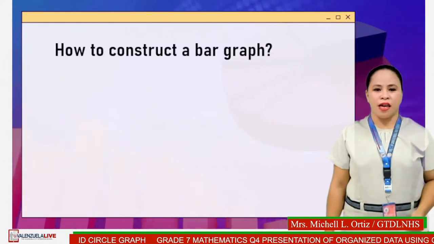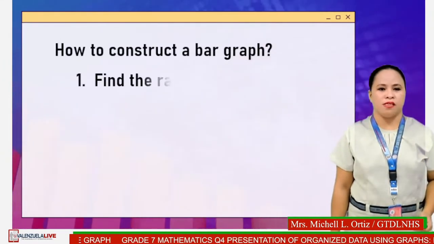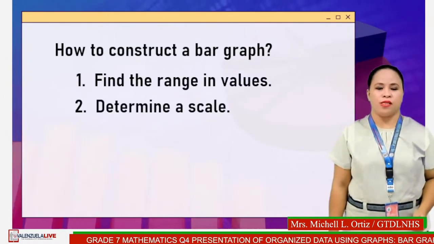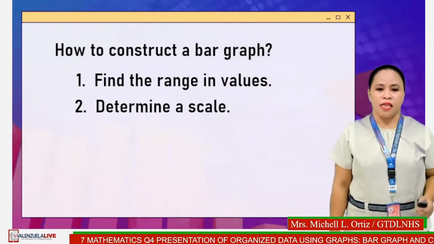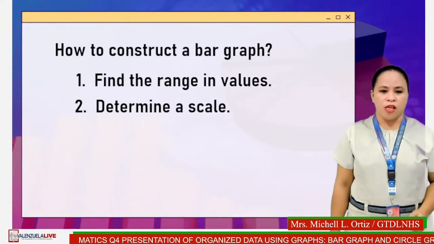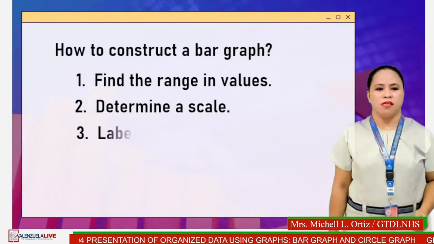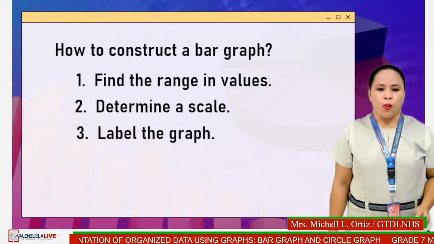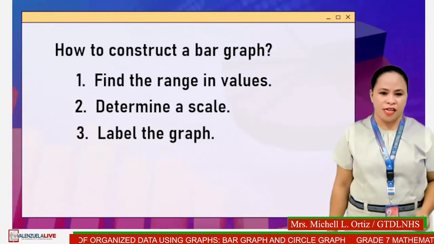How to construct a bar graph? We can use the following steps. Number 1. Find the range in values. Number 2. Determine a scale. Take note that scale must be of equal interval. You also have to indicate the 0 point. Number 3. Label the graph. What data is in the horizontal axis and on the vertical axis?